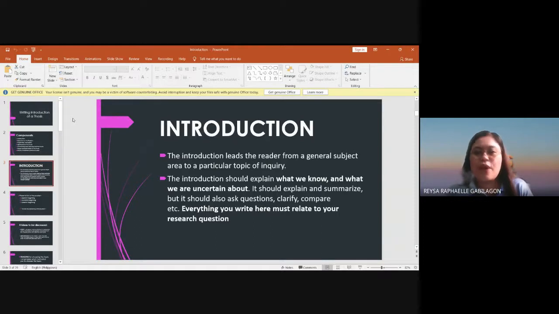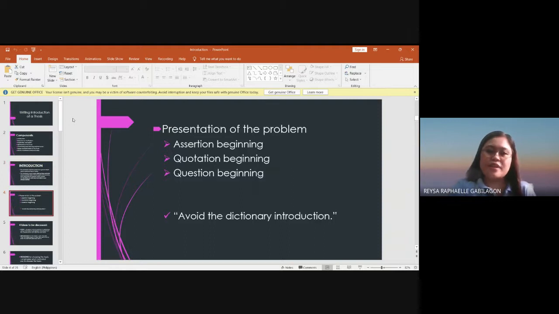Kailangan ma-establish natin yan sa introduction. So, sa introduction naman, everything you write here must relate to your research question. So, later I'll let you watch a video about how to select a research problem and at the same time how to make a research question. But before that, let's just finish the part of the introduction.